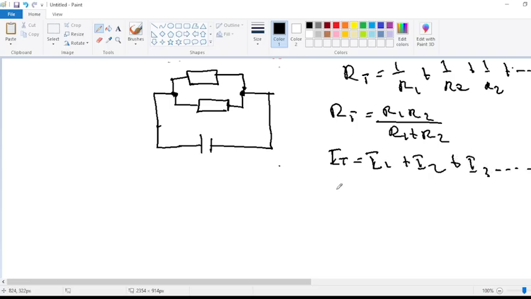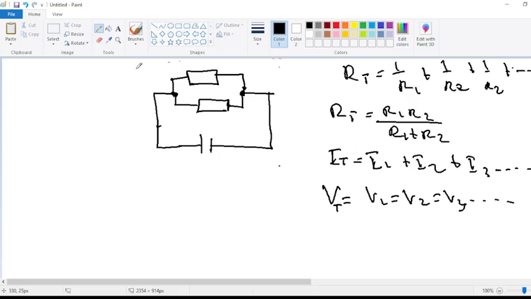Then when it comes to the voltage, it is just the same throughout. Remember when you are dealing with the series circuit, the voltage wasn't the same throughout. The one which was the same throughout was the current. But now here in the parallel, the voltage is the one which is the same throughout.